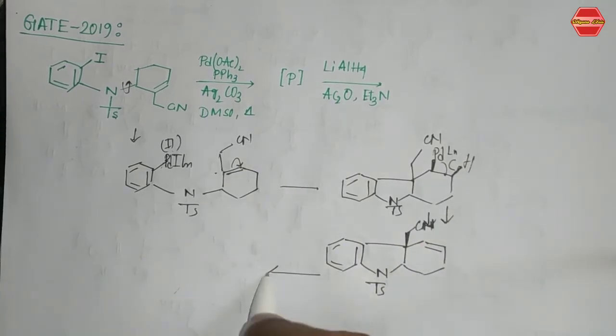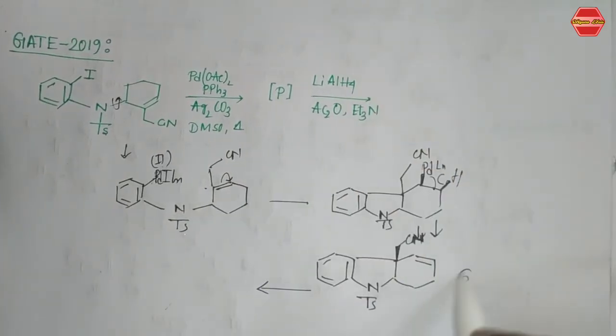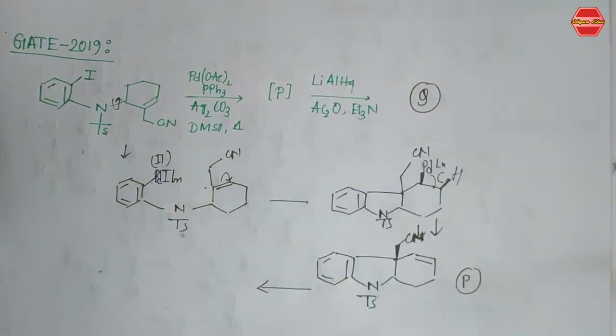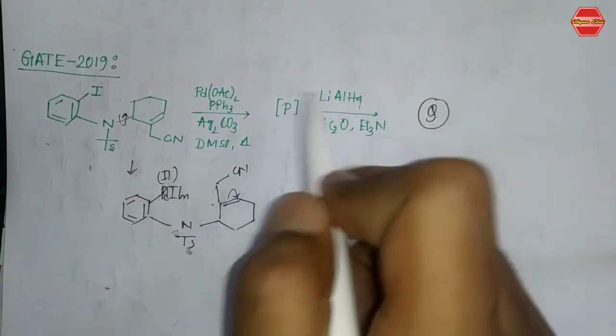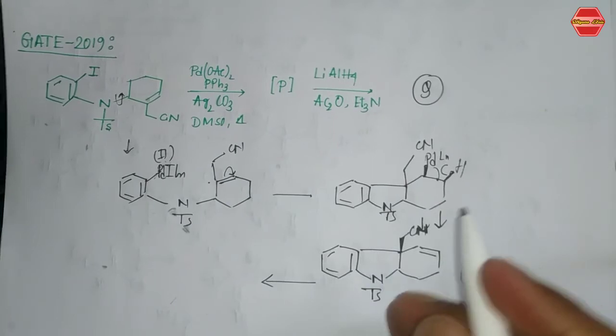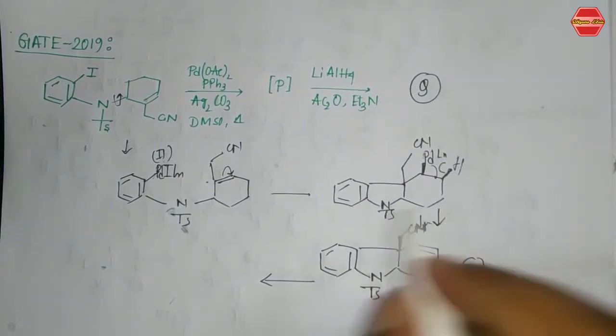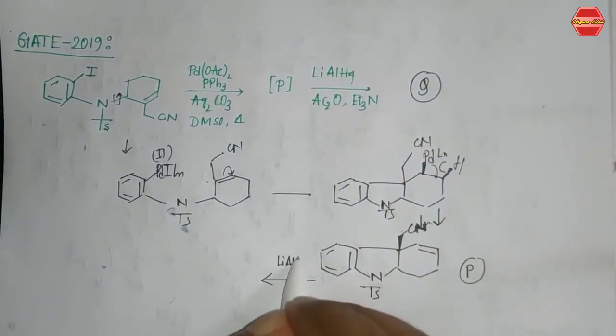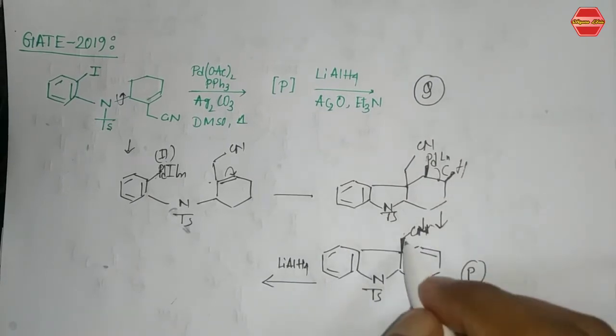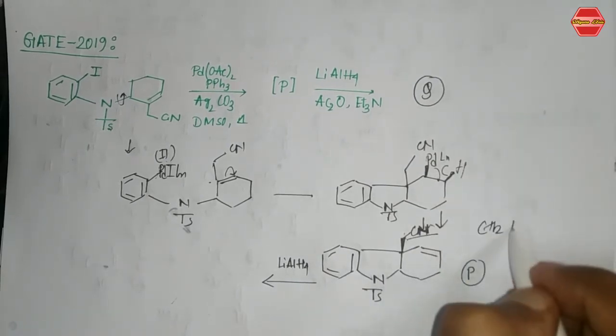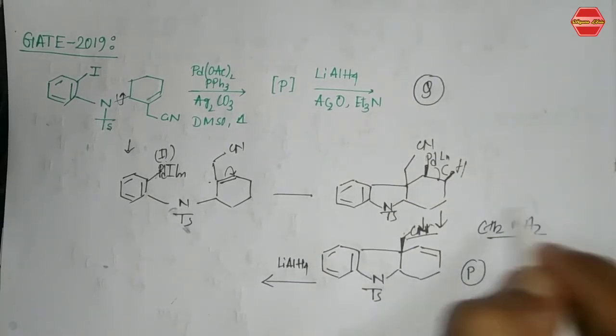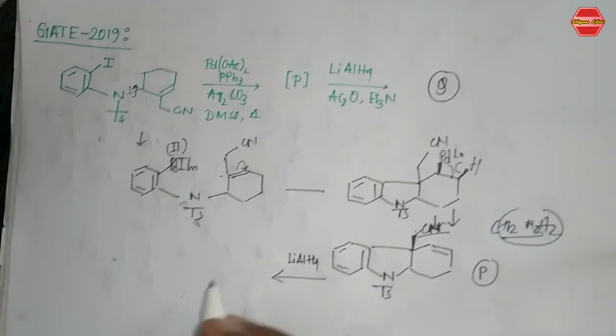And what will be the next step? So this is your P. You have to identify the Q as well. First you are given LiAlH4. LiAlH4 is basically to reduce this cyanide group. So if you are using lithium aluminum hydride, it will reduce cyanide to the corresponding CH2NH2, right? So this is our product that we get.